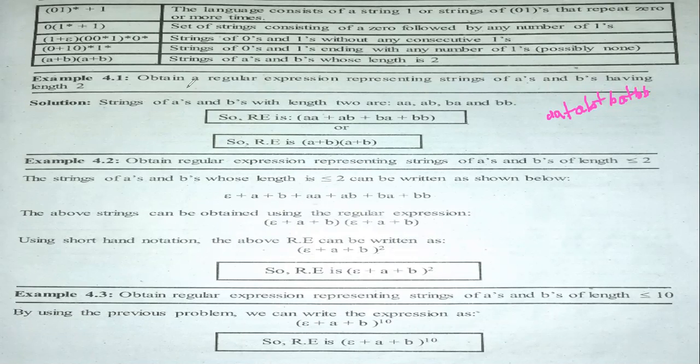What are they expecting? A regular expression representing strings of A's and B's having length 2 exactly. So now what we need to do is generate a regular expression. If you elaborate it, it should state AA or AB or BA or BB exactly. The same thing we write as a regular expression: AA + AB + BA + BB. Or else we can also write it like this: (A+B) within a bracket, then (A+B) exactly.